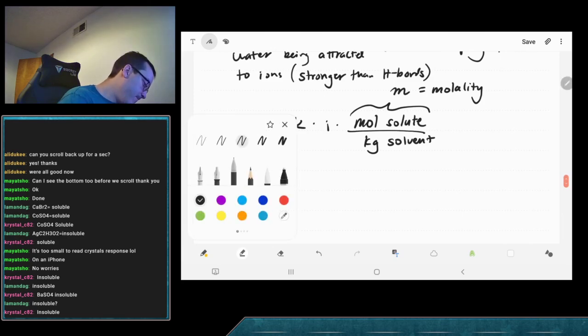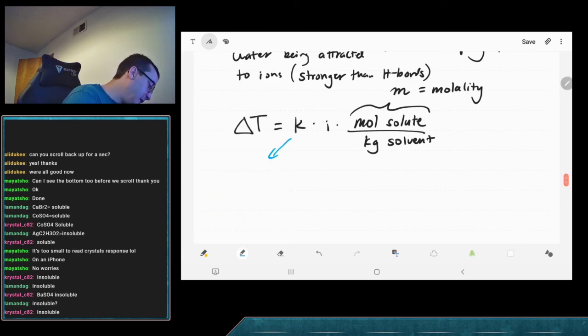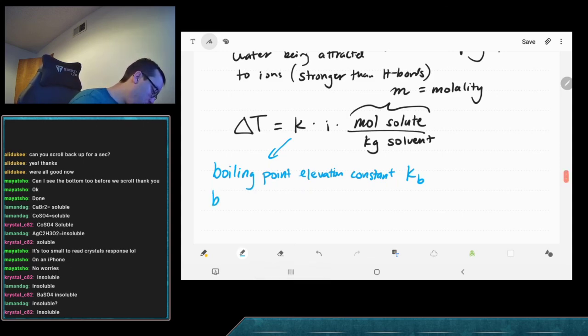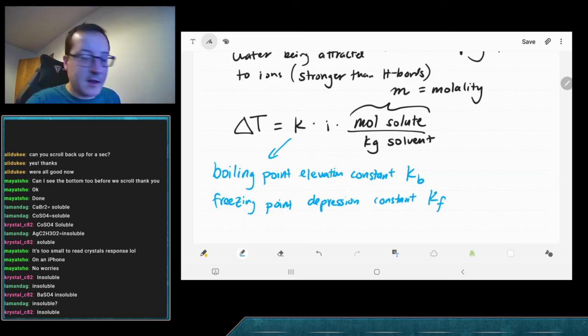This thing is going to be your, it is either going to be your boiling point elevation constant, which would be Kb, or it is your freezing point depression constant, which is Kf. So whichever one, if you're looking at boiling or freezing, you'll use the appropriate constant.